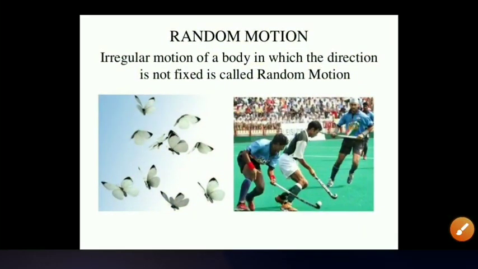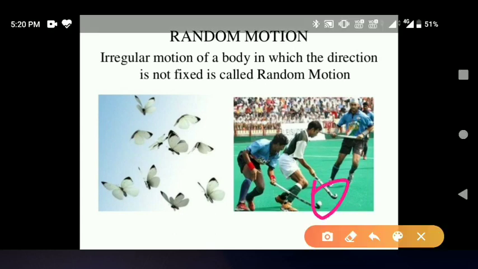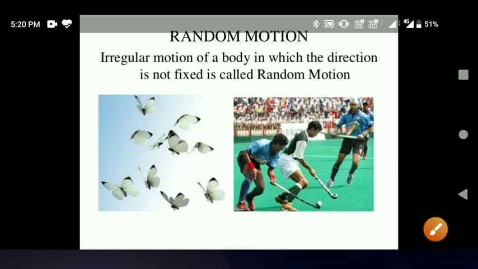Random motion. When a body moves such that it has no fixed path and the motion changes suddenly from one type to another, it is said to exhibit random motion. Some examples are butterflies flying in a garden or somewhere, the flying of a kite, and players playing with the ball. These all are examples of random motion.